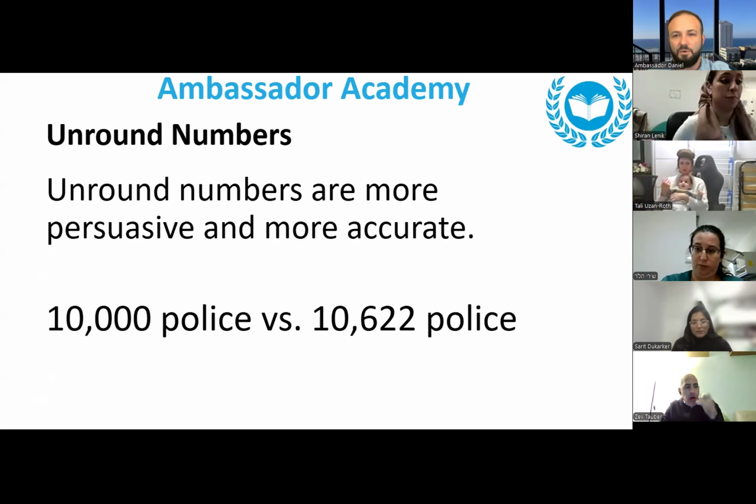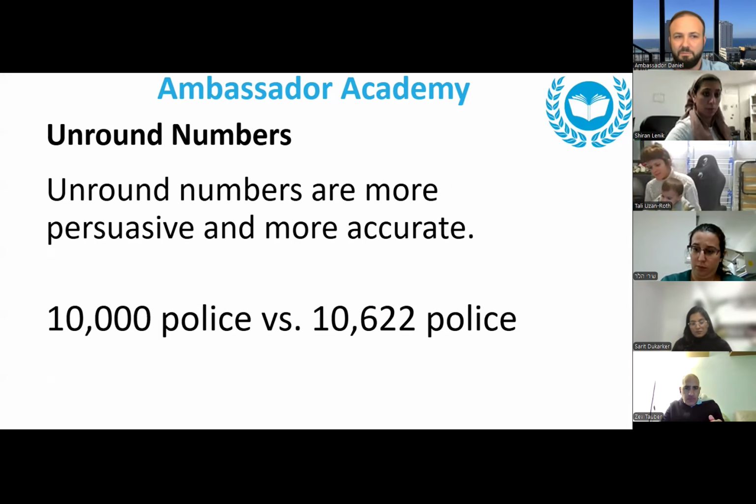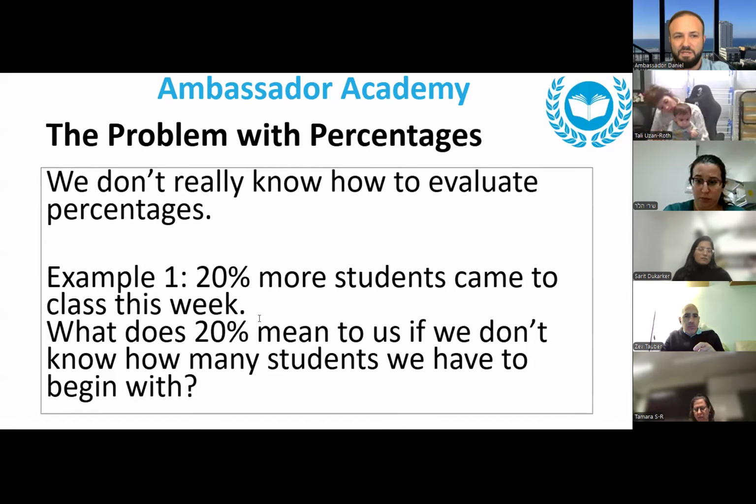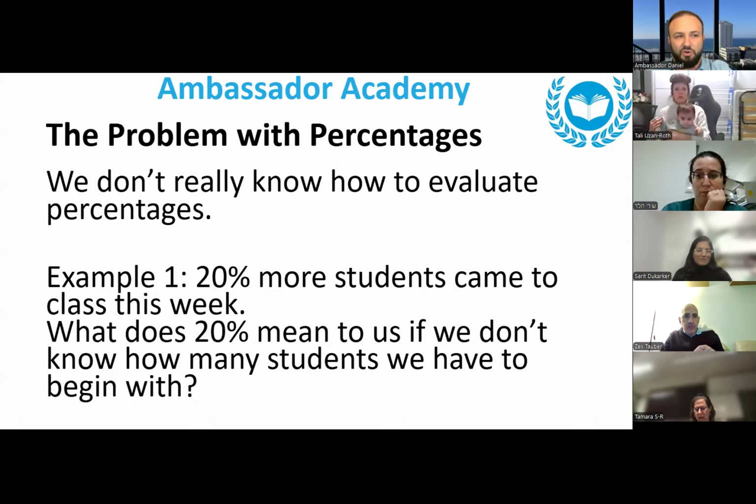So that's about unround numbers. And if you have a number data, make it less round. It's going to sound better to the mind. The problem with percentages is we don't know how to evaluate a percentage. 20% more students came this week. What does 20% mean to us if we don't know how many students there were to begin with? We don't know what 20% is.